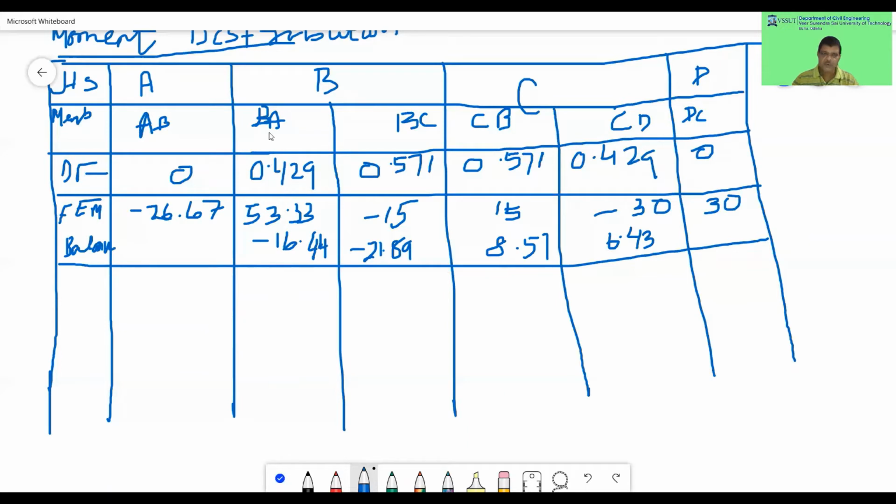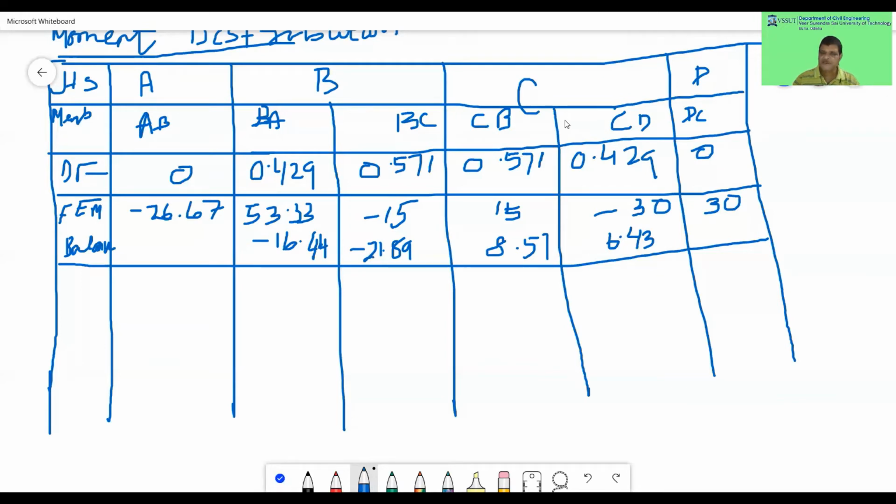At joint B, you have two members, BA and BC. The net unbalanced moment is 53.33 minus 15, that is plus 38.33. Then you have to apply minus 38.33. So minus 38.33 into 0.429 is the moment that will come here, and minus 38.33 into 0.571 will come to here.